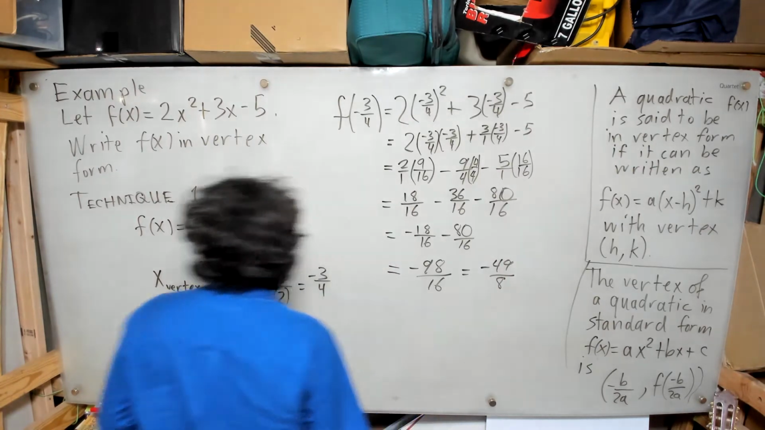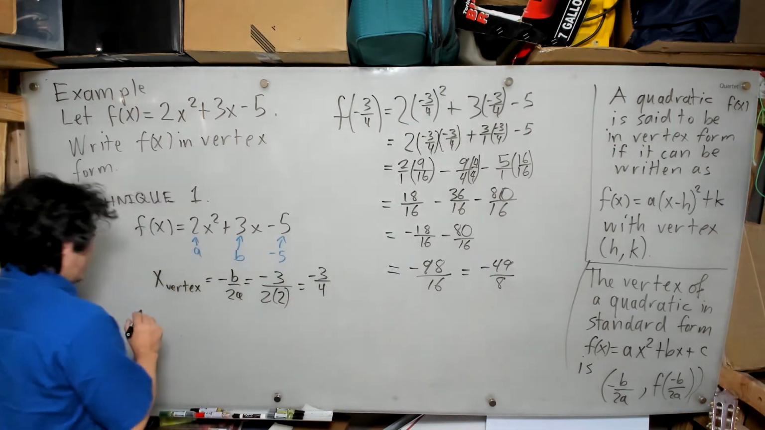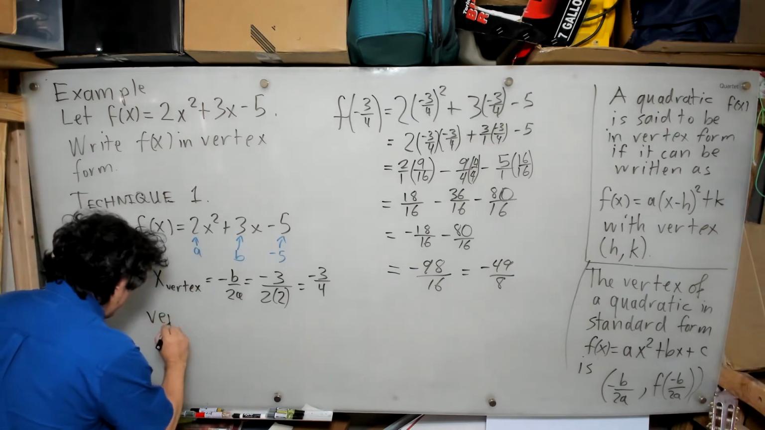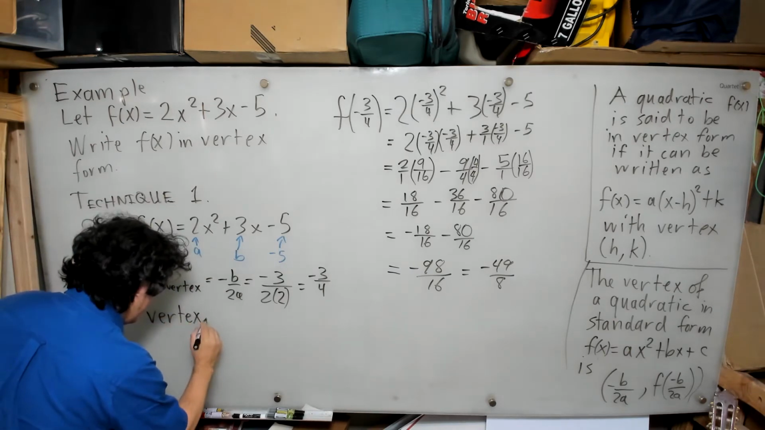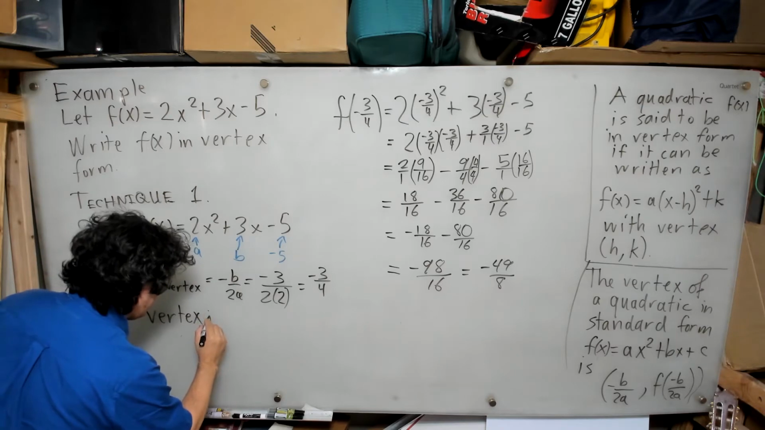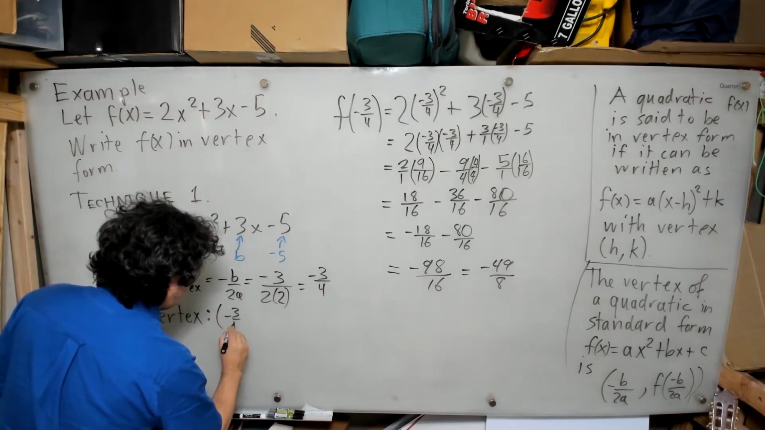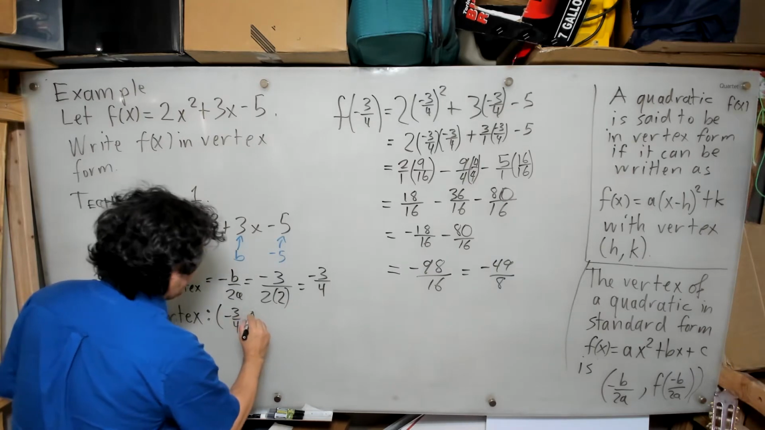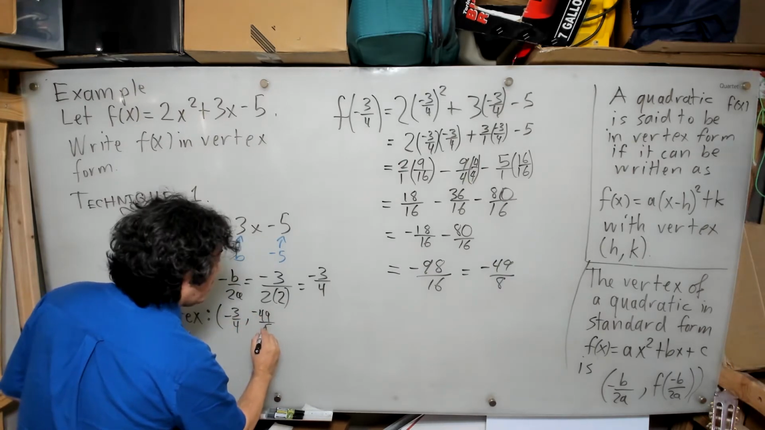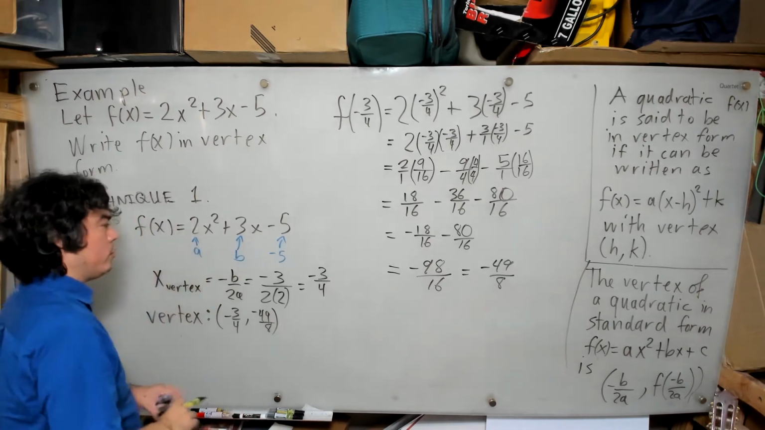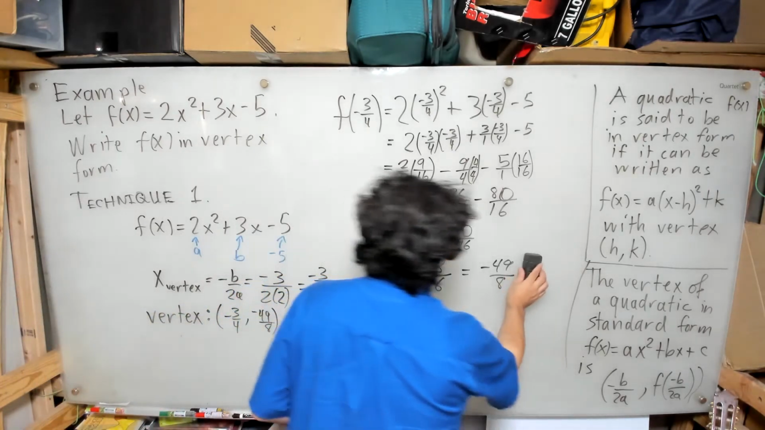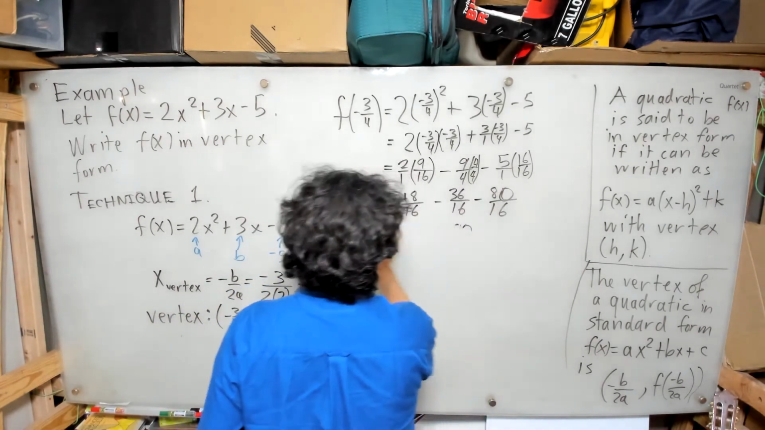Okay, so what I have just calculated is that the vertex of this quadratic is going to be negative 3 over 4, comma, negative 49 over 8. Okay? Let's get rid of this for a moment.